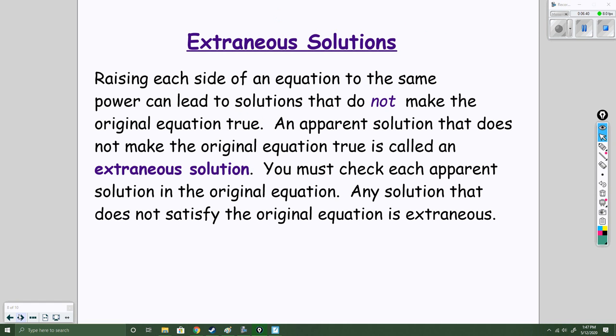All right, so in talking about extraneous solutions, raising each side of an equation to the same power can lead to solutions that don't make the original equation true. So an extraneous solution is a solution that we get mathematically, but when we plug it back in, it doesn't make any sense in the context of the problem or the original equation. It doesn't make that original equation true. So that apparent solution is actually not a solution. All right, so let's move on and let's check this out.